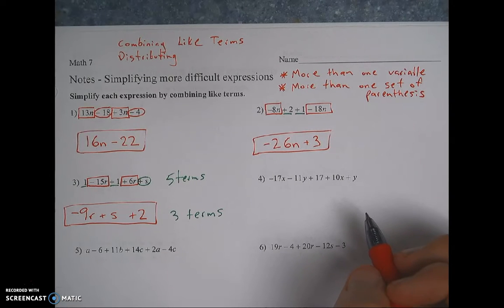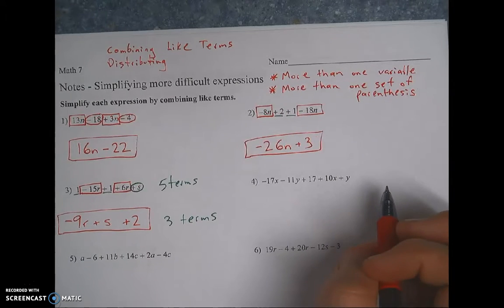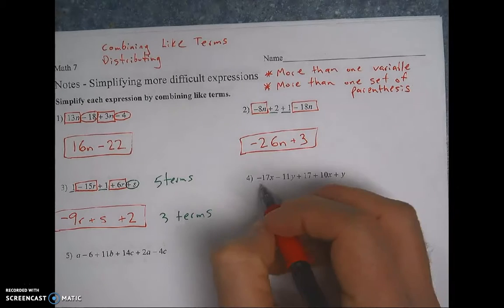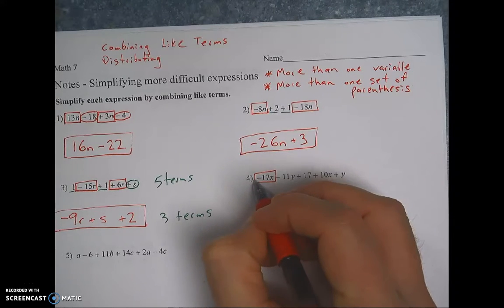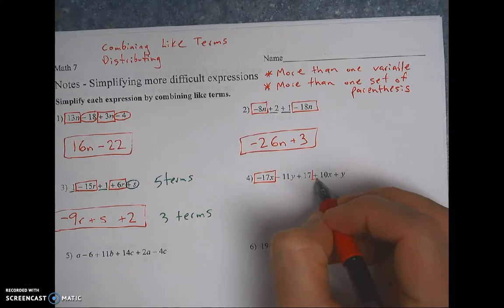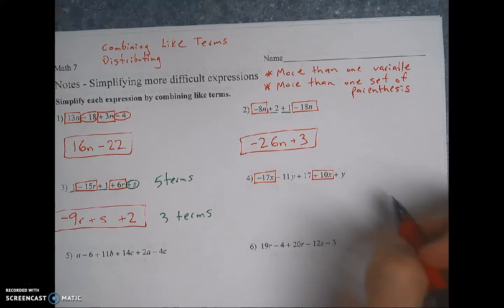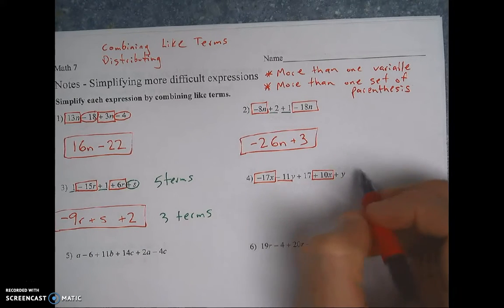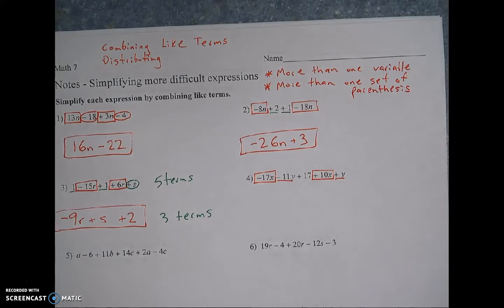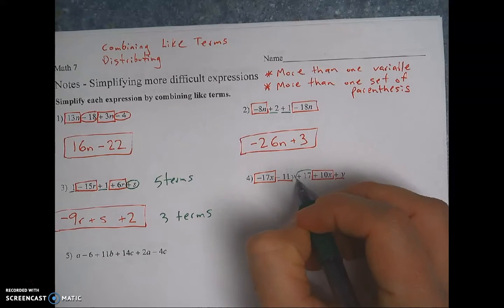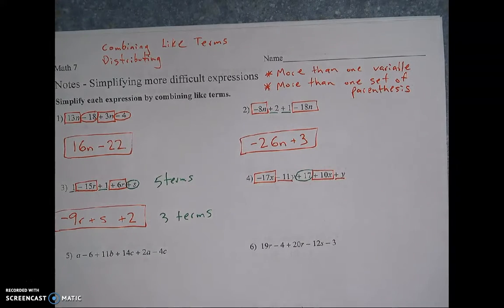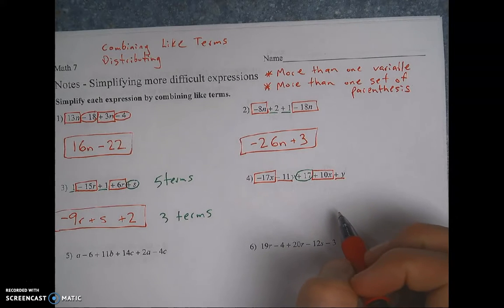So it's really the same thing we've been doing. You're just going to combine the letters that are the same. Don't combine an R with an S or an X with a Y. So if I jump over to number 4, I have an X, and I find another X over here. I've got a Y, and I've got another Y, and then I've also got a plus 17. So 3 different types of terms. So my answer is going to have 3 terms.